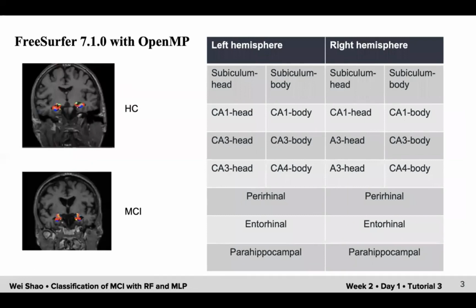Next, I used FreeSurfer to process the T1 MRI scans, with parallel computing on Compute Canada, to get the segmentation of the hippocampal subfields and the medial temporal subfields. As you can see on the left side, there are representative image segmentations produced by FreeSurfer in the healthy control and the MCI group. On the right side, you can see the ROI segmentation made by FreeSurfer. There are segmentations on the left hemisphere and the right hemisphere.